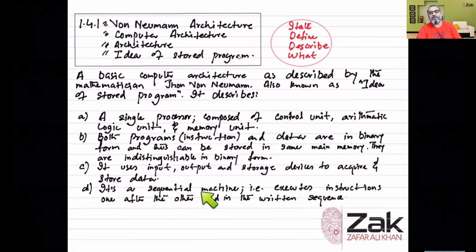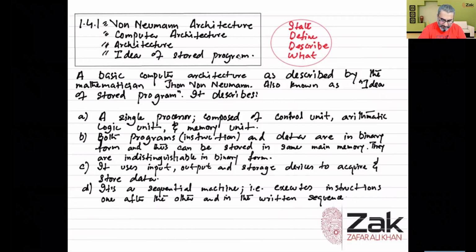I told you that PC increases itself by 1. For that nature, it is a sequential machine because it executes one instruction, then the next, then the next, and it goes on and on, unless you deliberately change the instruction address. But if you change the instruction address to another address in the PC, from that address onward, it would go sequentially. So this is a sequential machine. That is, it executes instructions one after the other and in the written sequence.